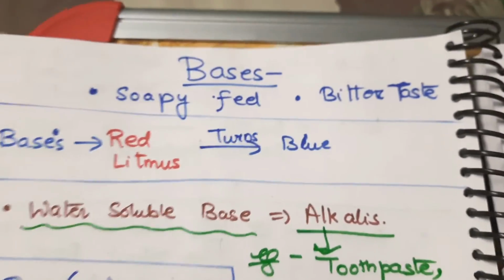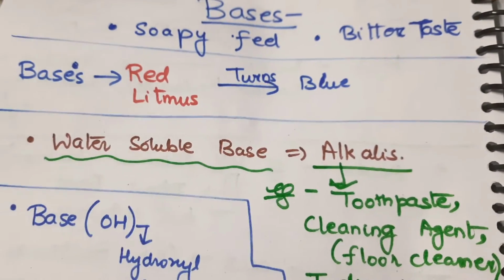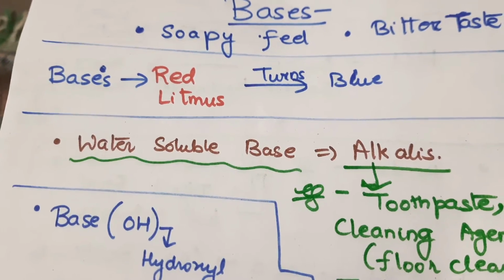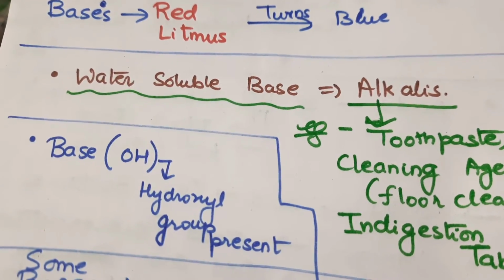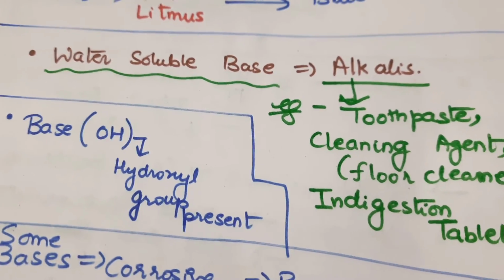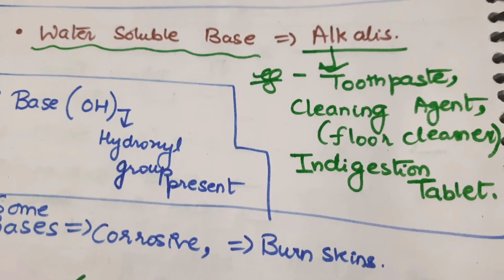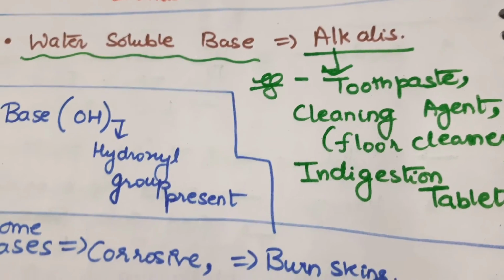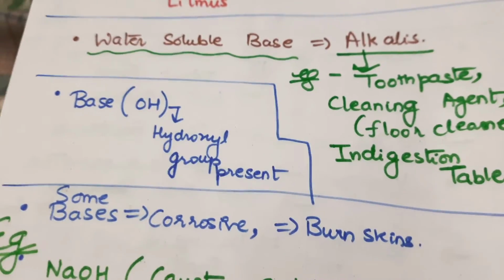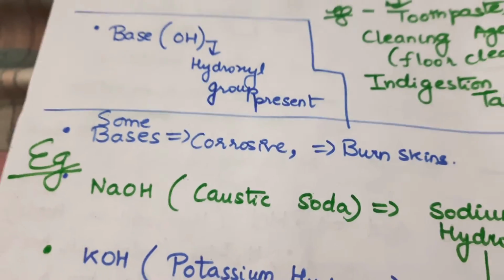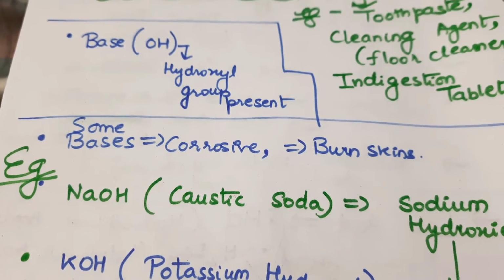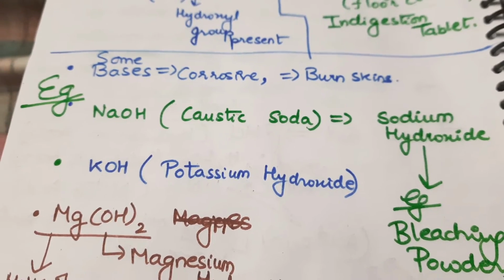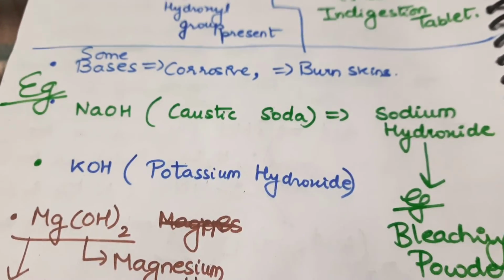Next is base. Base has a soapy feel and a bitter taste. Base turns red litmus blue. Next, water soluble bases are known as alkalis. Examples: toothpaste, cleaning agent, floor cleaner, indigestion tablets. These are water soluble bases. Next, bases have a hydroxyl group present, that is the OH group. Some bases are corrosive in nature and burn skin.